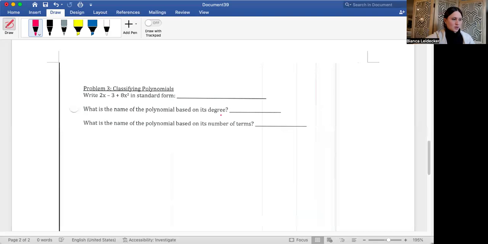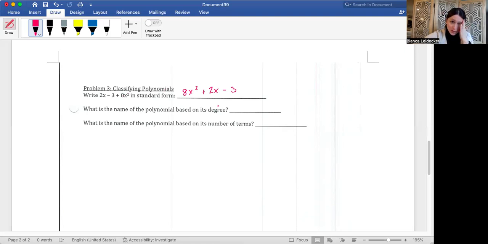So let's practice a little bit. Let's write 2x minus 3 plus 8 times x to the second power in standard form. So I'm going to put the one with the largest power, or the greatest degree, first. And then I'm going to put my 2x next, and my constant's going to go third. Okay, so 8 times x to the second plus 2x minus 3.